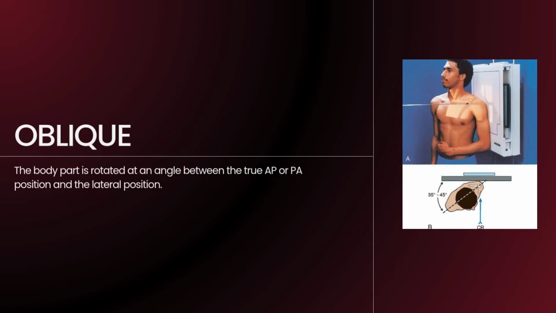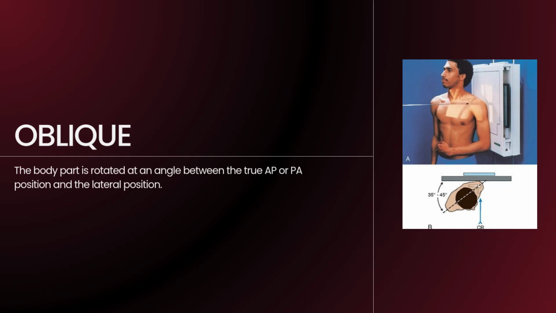Now moving on, we're going to move on to what you call your oblique. Your oblique is where the body part is rotated at an angle between your true AP or PA and the lateral position. When we talk about AP and PA, your body is just facing this way. When you talk about lateral, they're talking about the side of your body. So this time around, they don't want the body to be in true AP or PA, and they don't want it to be in lateral either. So it's always at the middle. The positioning that makes the body part at the middle of these two positions, lateral or AP or PA, is what you call your oblique.